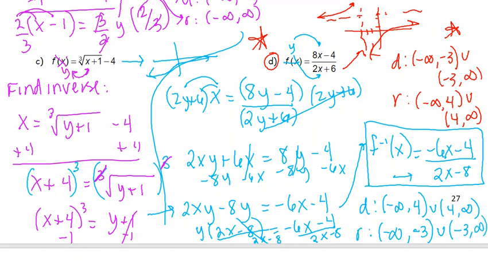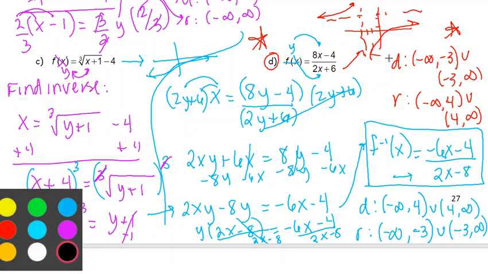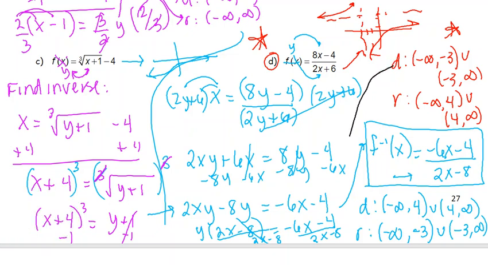And this one's super cool because you can actually really see this happening here. Let me use a different color. The domain of the original became the range of the inverse. The range of the original becomes the domain of the inverse. So feel free to watch that again if you need to see it, but that's how you do all of those.